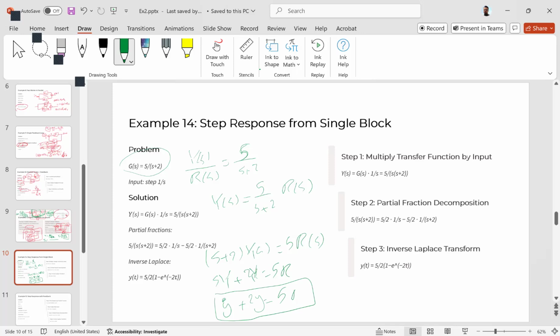Let's say the input is a current and the output is a voltage. Let's say this is the current, and this is the voltage. If you replace that, it becomes V dot plus 2V equal to 5I. What type of circuit do you think it would be?